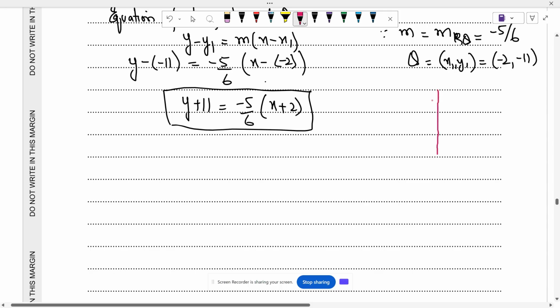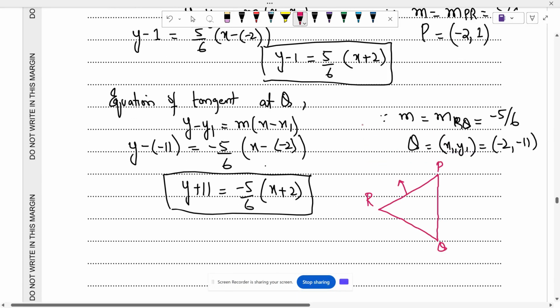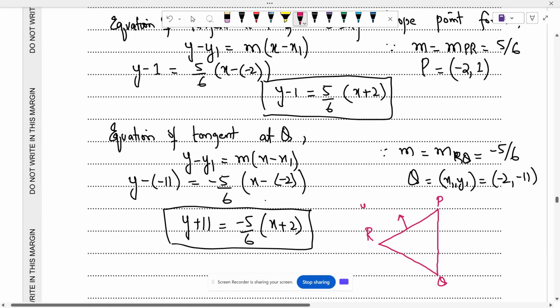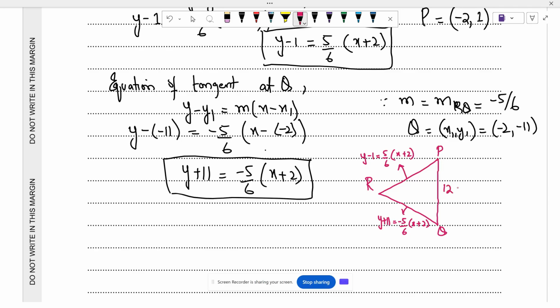This is P, this is Q, and this is R. And we have the equation of PR, which is y minus 1 equals 5 over 6 times (x plus 2). And we have the equation of RQ, which is y plus 11 equals negative 5 over 6 times (x plus 2). Okay, we have the distance PQ, which is 12 units.